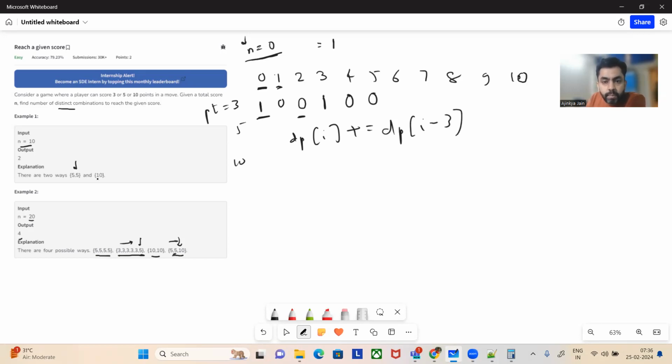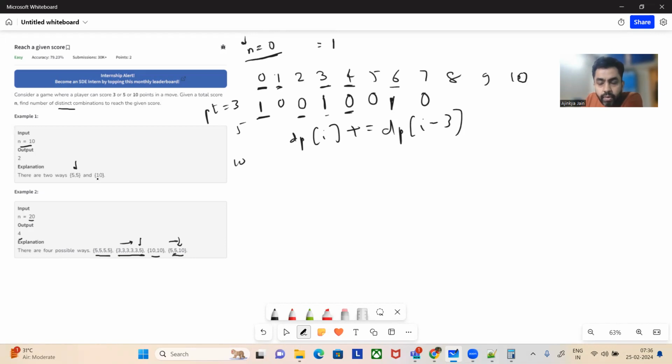Now for dp of 6, dp of I minus 3, right? So I is 6. So 6 minus 3, it is 3. So we'll take here 1, right? We'll take here 1. So dp of 7, 7 minus 3 is going to be 4. So 4 is 0. So we're going to have 0 here. Okay. We're going to have 0 here.